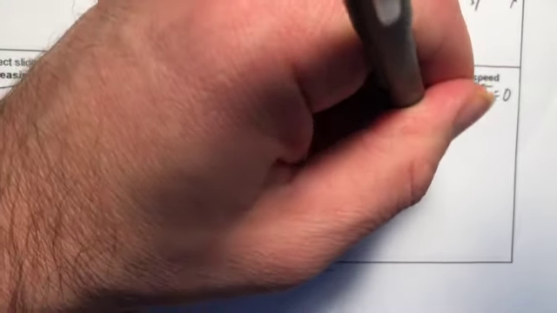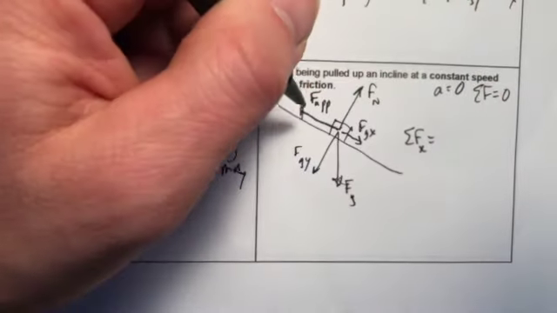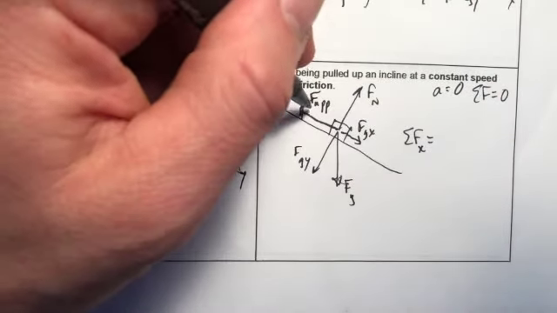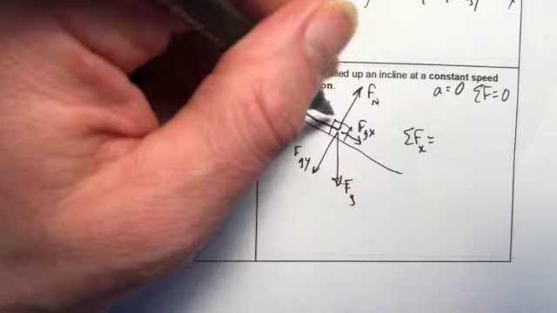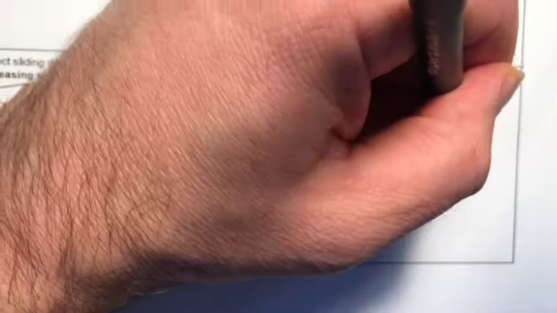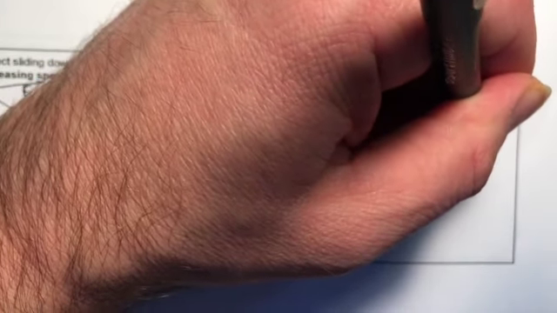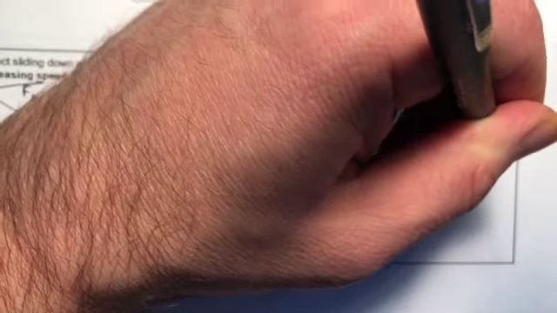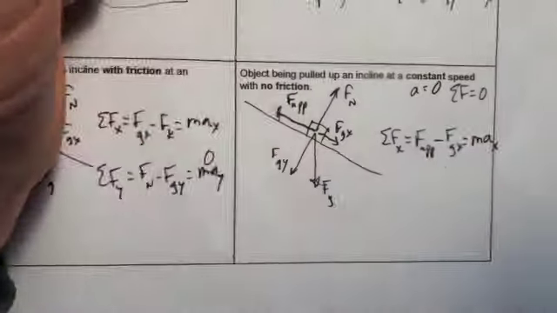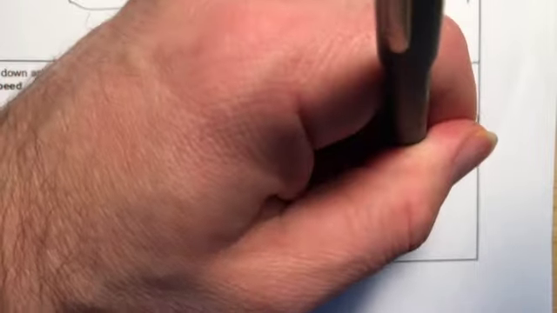So we go sigma Fx equals, now I'm going to say that because it's going up the hill, I'm going to choose F applied to be my positive direction. Subtract Fgx, which is kind of fighting that, equals max, which is 0. And you know what sigma Fy is.